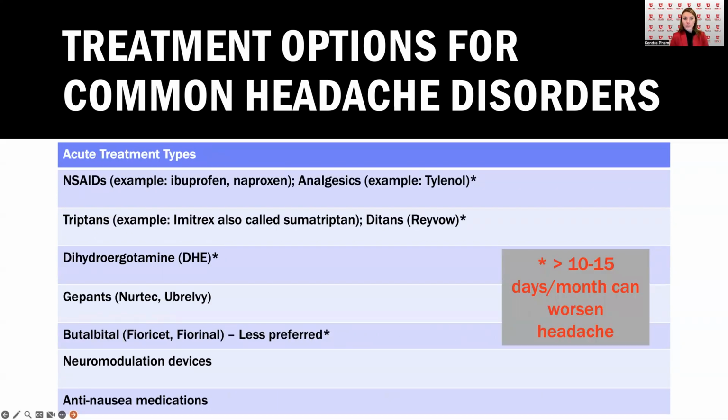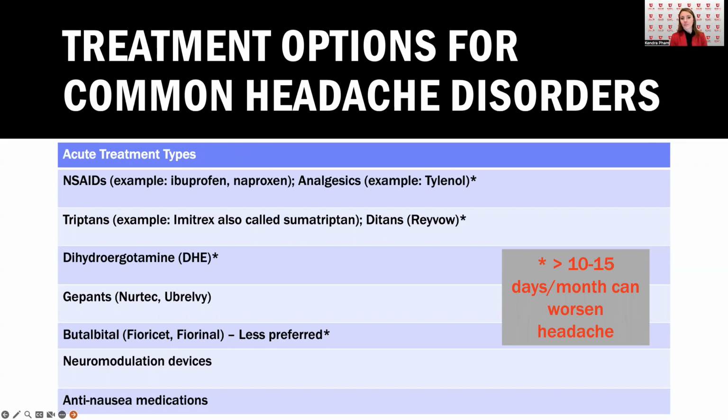And then on the acute side of things, so again, these are what we take as needed when a headache does come on. We can use several different types of medications. There's the NSAIDs, or non-steroidal anti-inflammatory drugs. For example, ibuprofen, naproxen, analgesics, such as Tylenol. There's a class of medication developed more specifically for migraine called triptans. You may have heard of the medication Imitrex or sumatriptan. That's one of them. There are actually 7 different triptans out there.